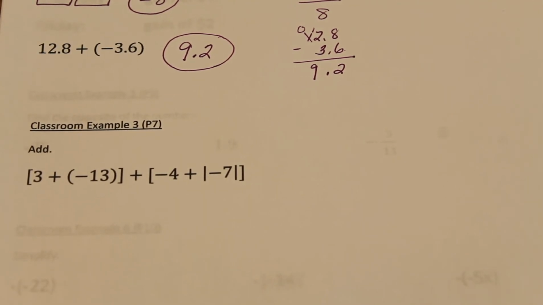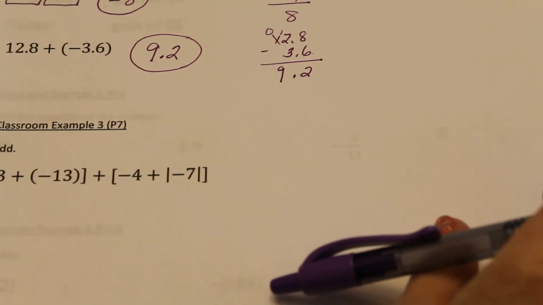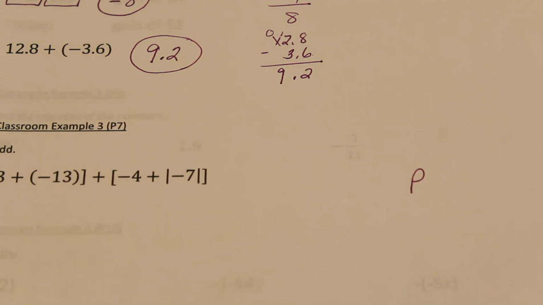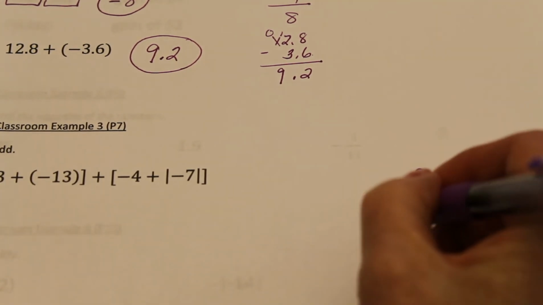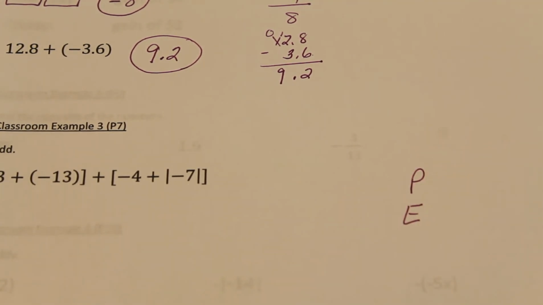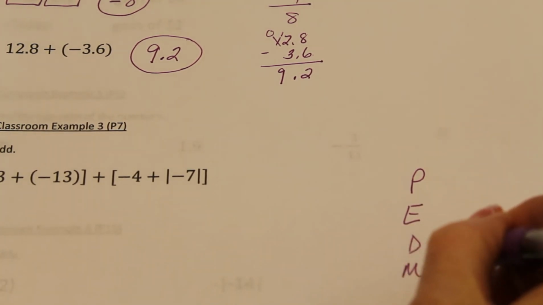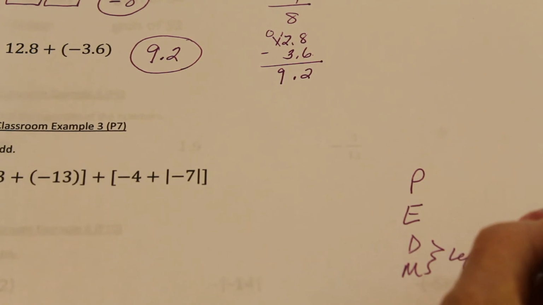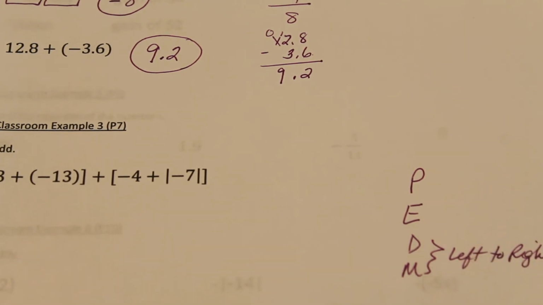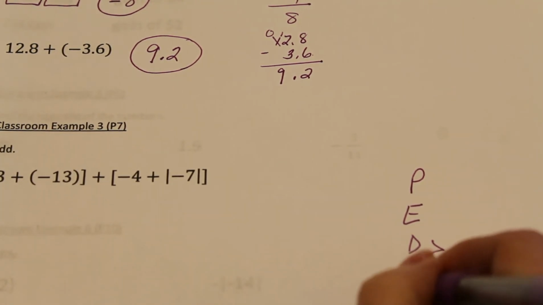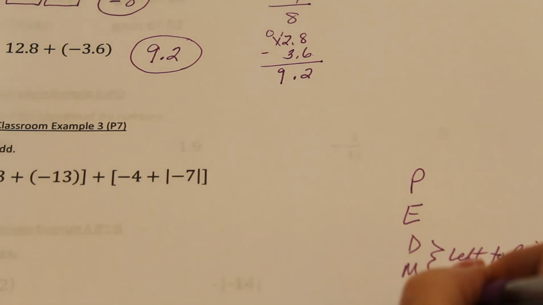All right, looking at classroom example 3, here we're going to practice our order of operations, and a reminder of order of operations over here is you do what's in your parens first, then your exponents, then division and multiplication from left to right, and then addition and subtraction from left to right.